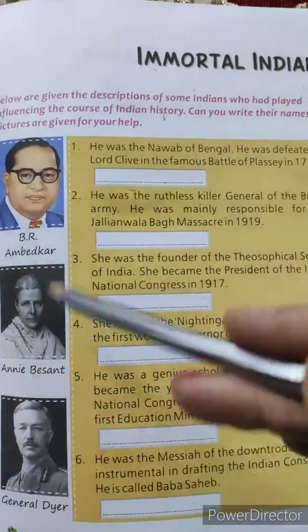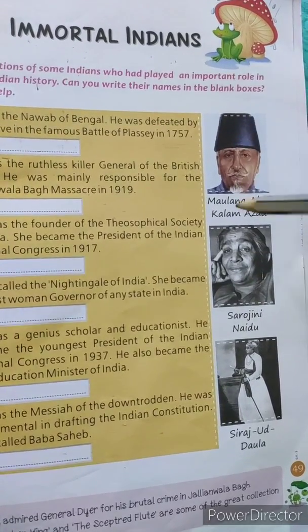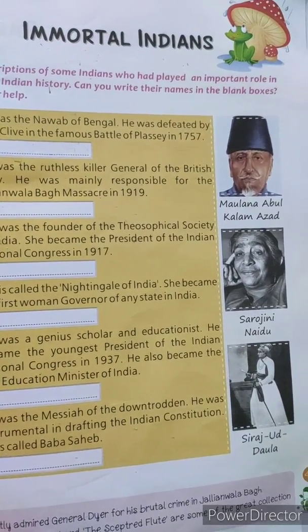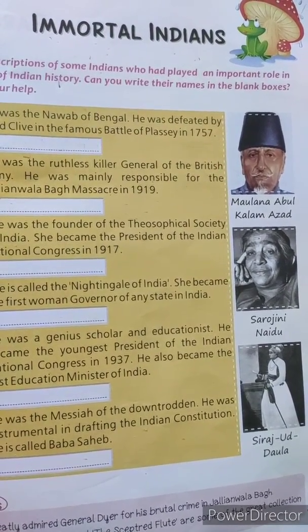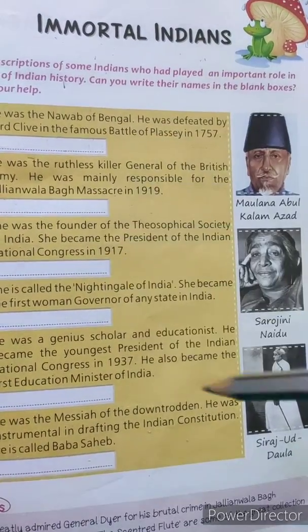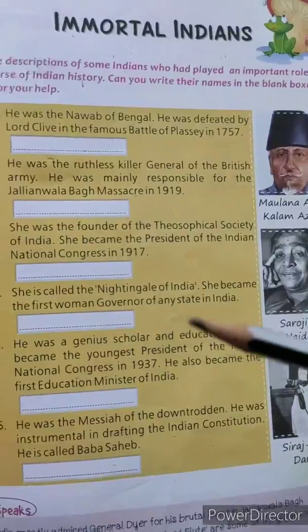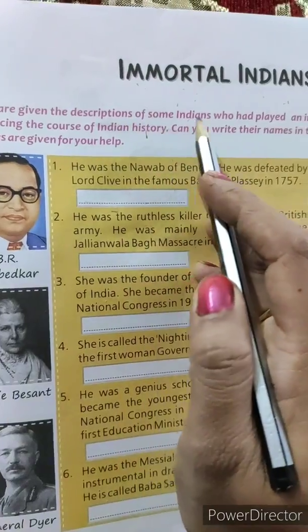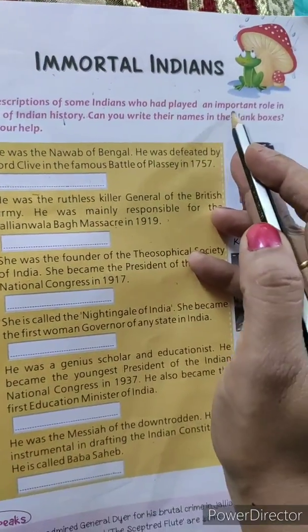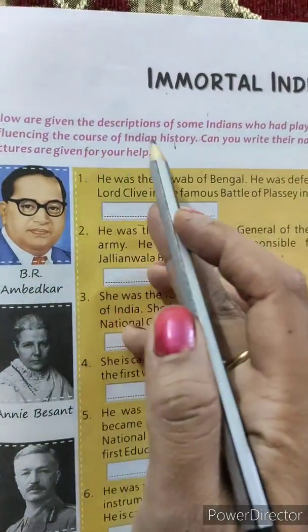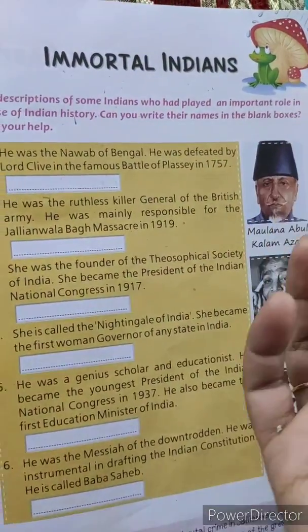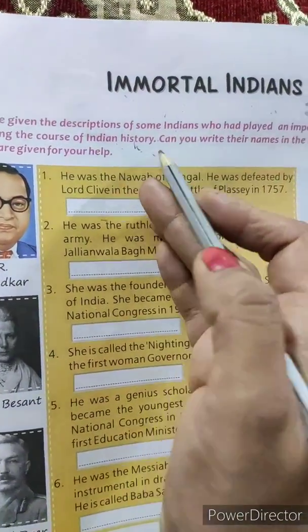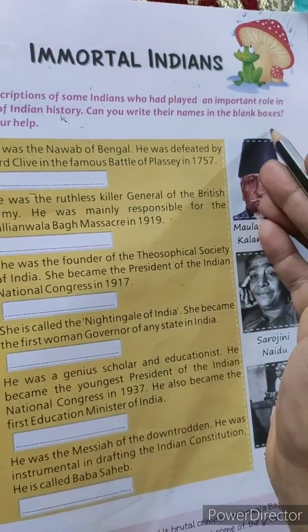Here in this chapter you will find pictures of persons who are related with our Indian national movement, and they have done some special work. Because of their special work they are called Immortal Indians. Now let's read the question first. Below are given the descriptions of some Indians who had played an important role in influencing the course of Indian history. Means they have done such work which had a great impact on Indian history. Can you write their names in the blank boxes?